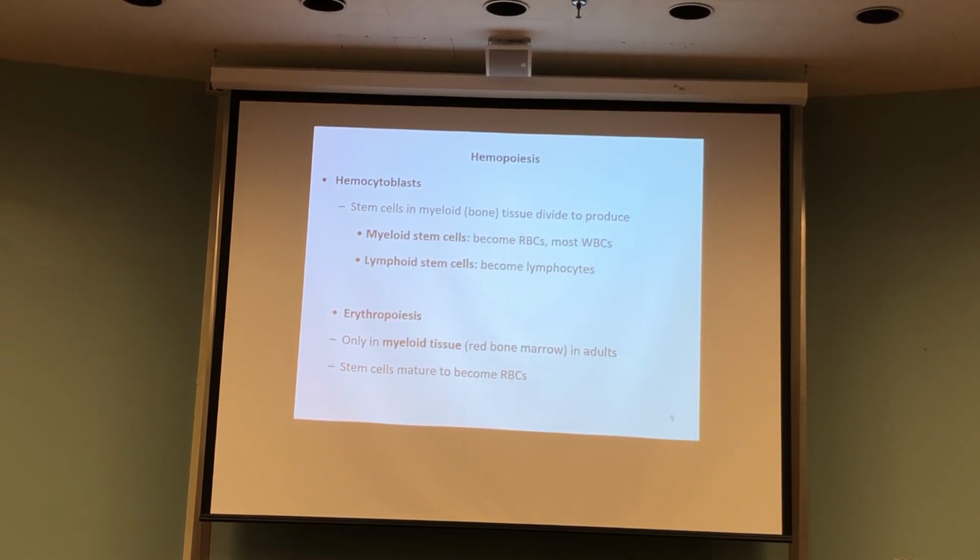Well, what are the two major types of hemocytoblasts? Well, we have myeloid stem cells and lymphoid stem cells. And what do myeloid stem cells become? Your red blood cells and most of your whites. The lymphoids will become lymphocytes. That's pretty easy to remember. Lymphocytes come from lymphoid stem cells.